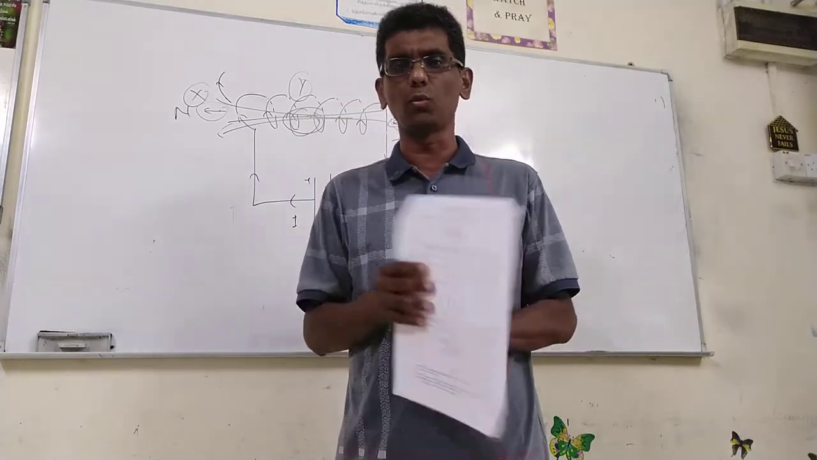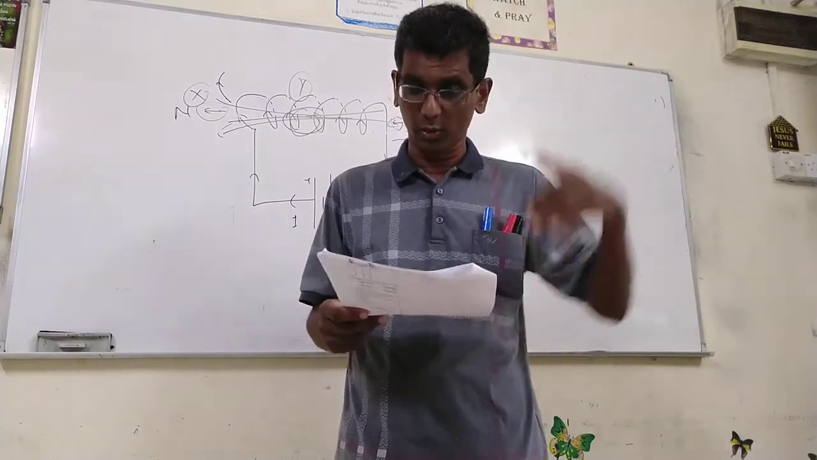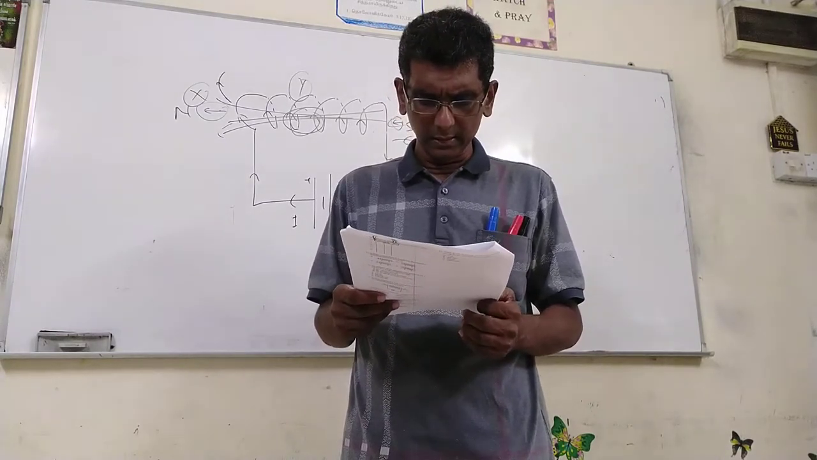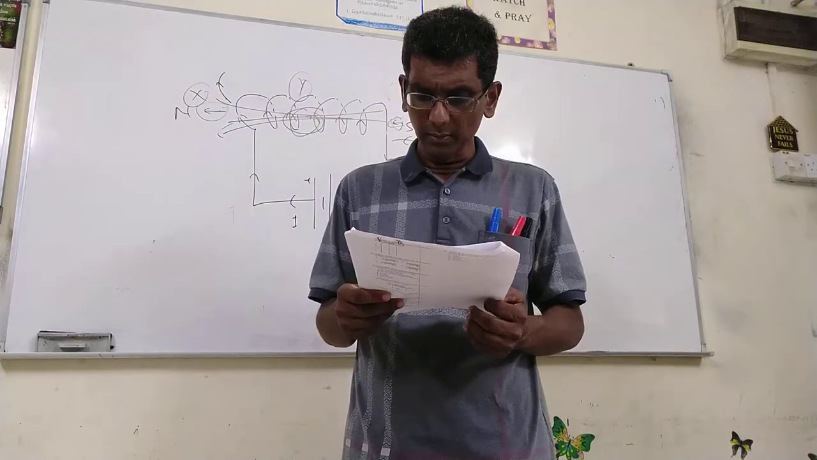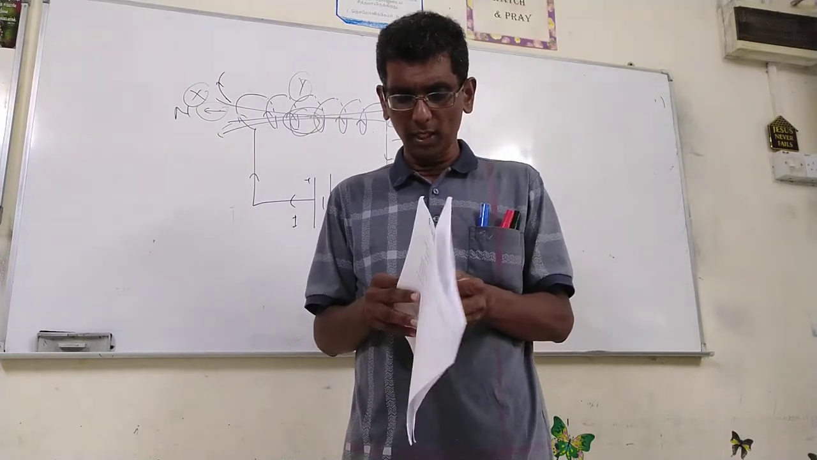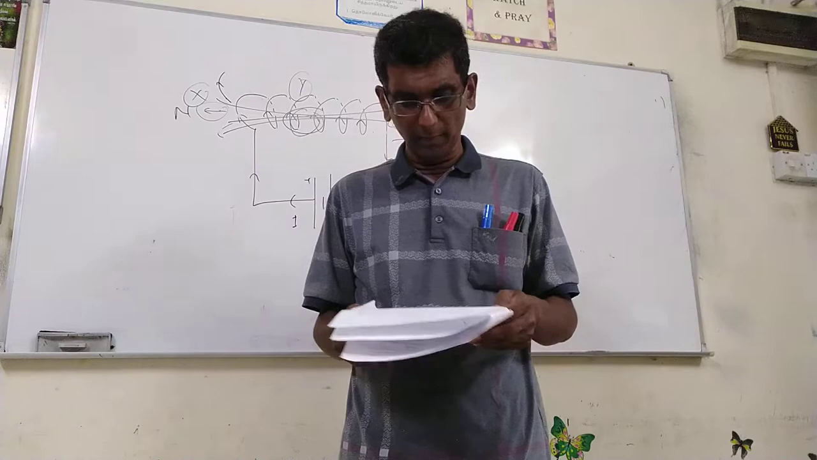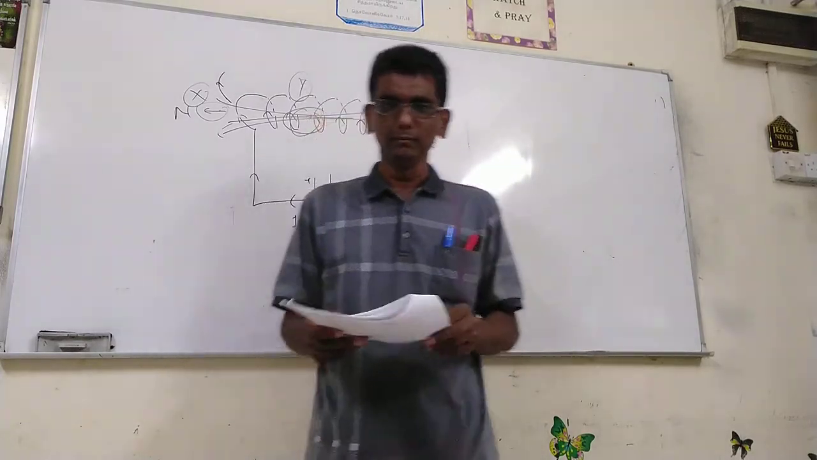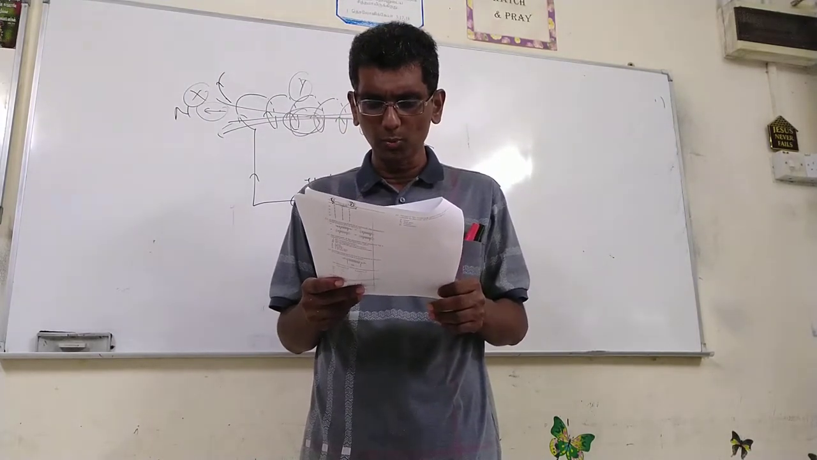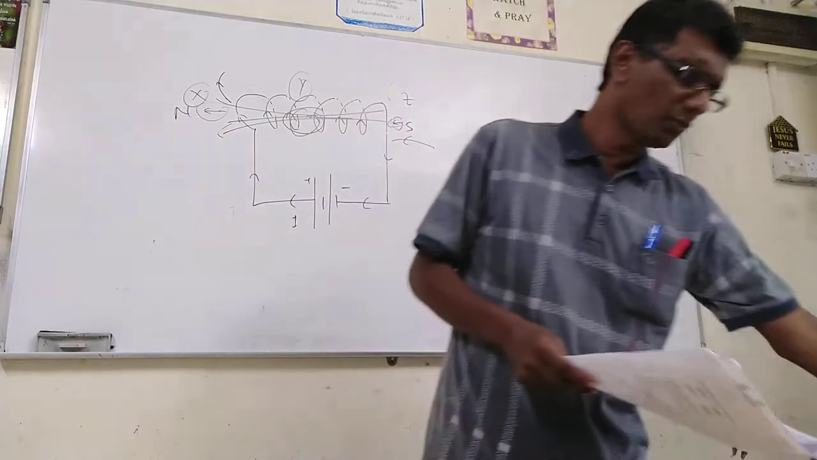Structure question, question one, we did just now. We did question one and question two last week or a week before. Okay, this question 2B: describe how you would use a plotting compass to determine the direction of the magnetic field around the wire. Okay, this one, around the wire.